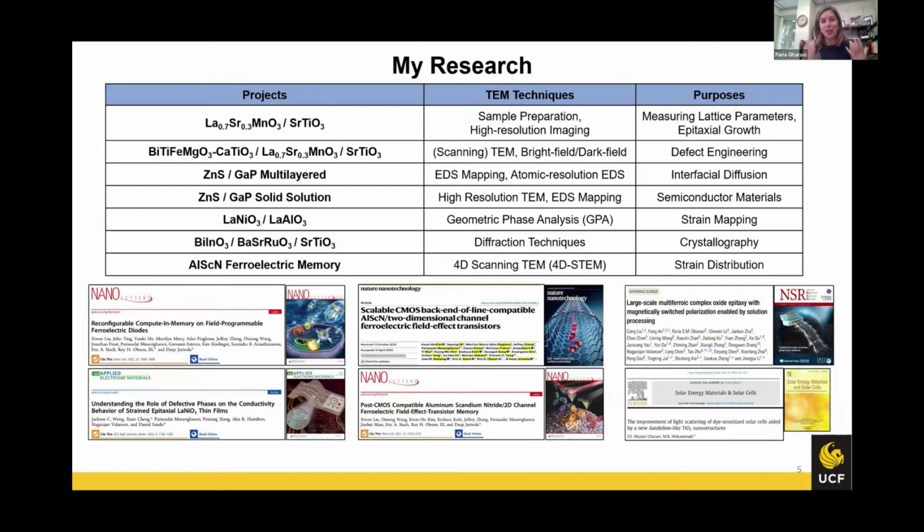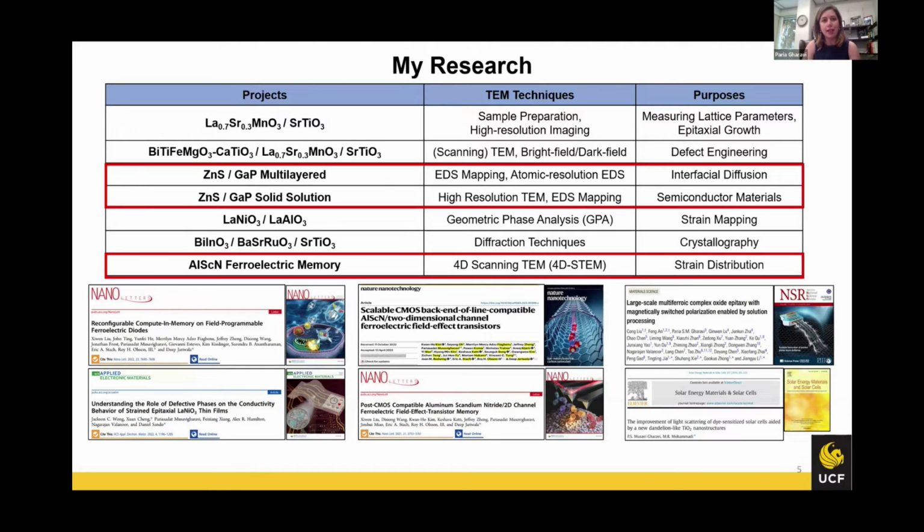You may notice that I talk too fast because there are a lot of things that I would like to talk about, but unfortunately, because of the time, I only select two main parts of my research to talk about. First one is about the semiconductor zinc sulfide gallium phosphide system, and also a new ferroelectric material which is called ALSCAN. If you are interested in learning more about my other research, you can go to my publications, and please be in touch with me later if you have any question.